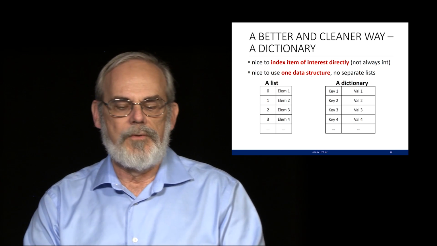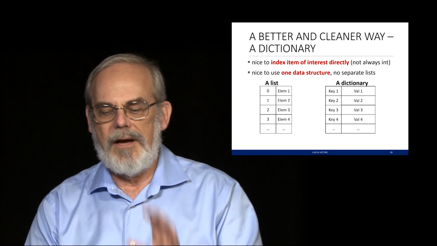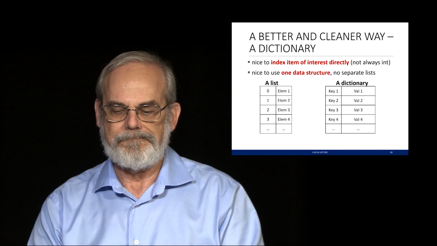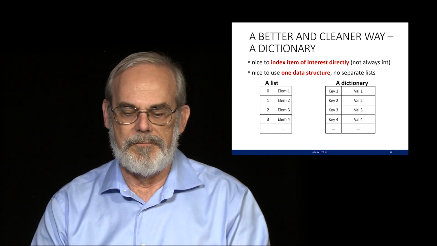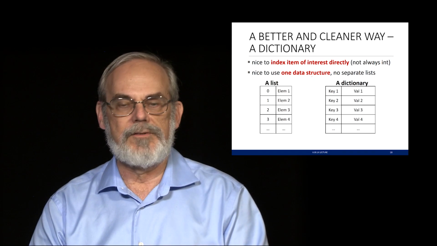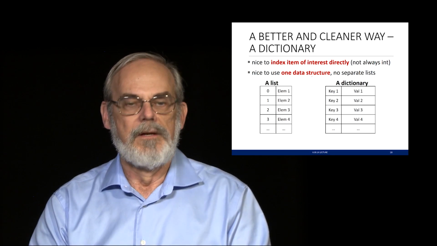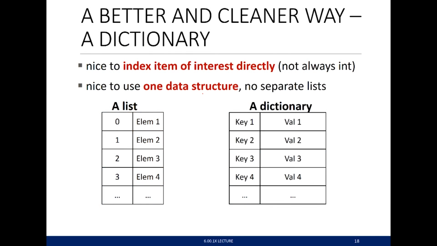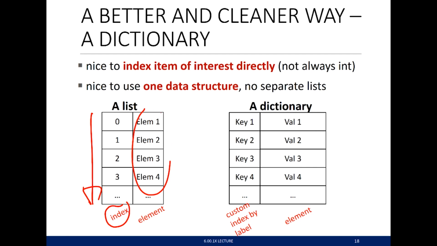What I'd like is to have a way to be able to index to an item of interest directly. And it might not always be an integer, it might be something else. And I'd like to be able to use it using one data structure and not separate lists. So if you think about it, what's a list? It's a sequence of elements where the index is a set of integers starting at 0. And associated with each index, I have a different element.